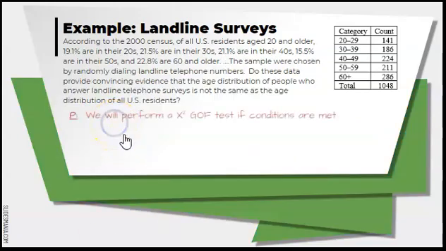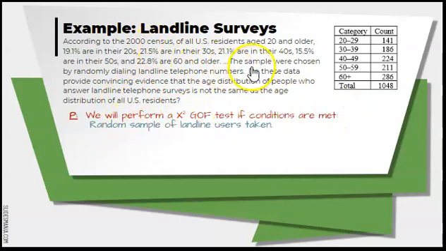Okay, so for the plan step, we're going to name our inference test. We want to perform a chi-squared goodness of fit test if the conditions are met. So let's run through them. The first one is a random sample. Well, it tells us that the sample was chosen by randomly dialing, so we're good. It's a random sample of landline users.